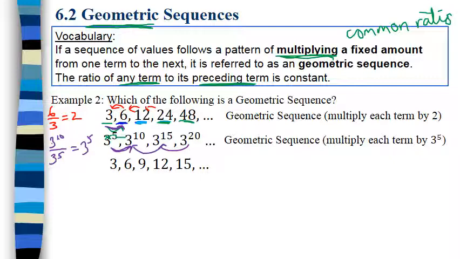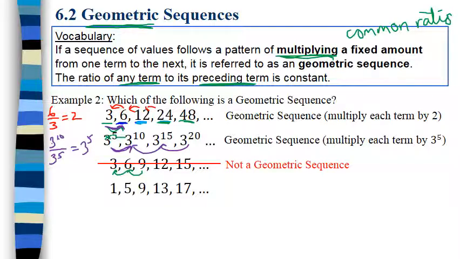How about this one? Again, 6 divided by 3 is 2, but 9 divided by 6, that is not 2. That's 3/2. So this is not a geometric sequence. How about this one? Pause the video. Okay, welcome back. Well, let's test. 5 divided by 1, well, that's 5. 9 divided by 5, though, that is certainly not 5. So this is not a geometric sequence.